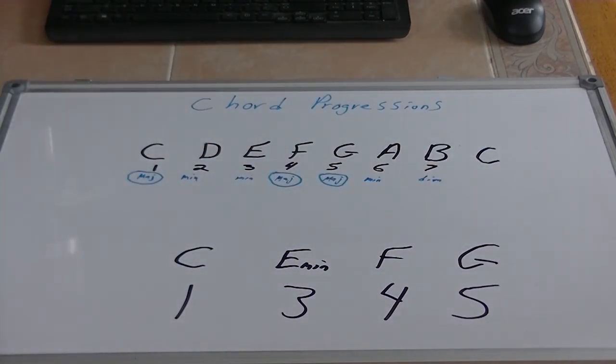So when we play these 4 chords together, we get C major, E minor, F major, and G major.